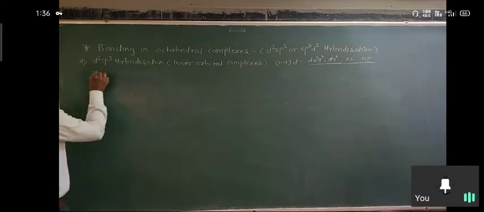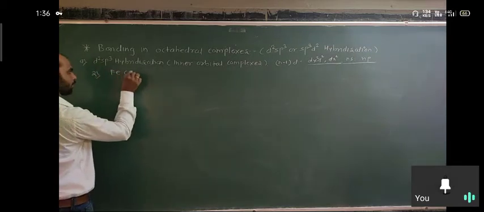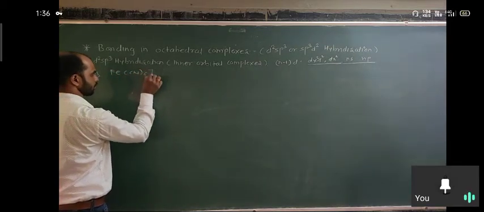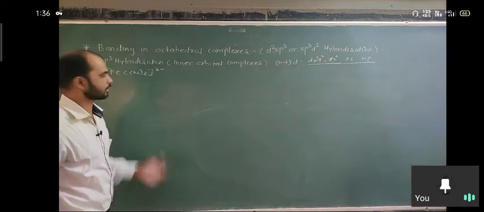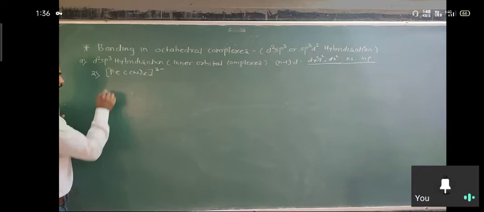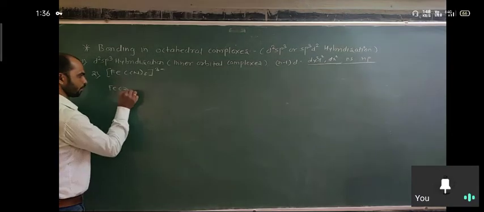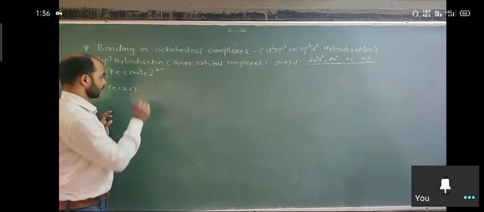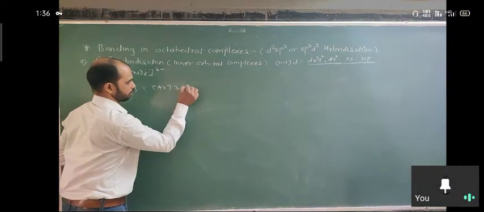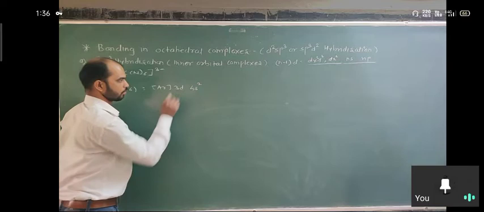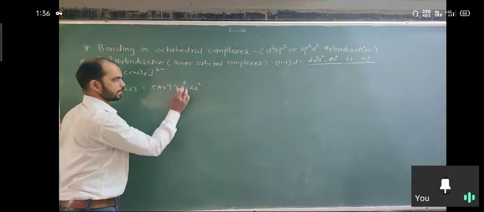So second is [Fe(CN)6]3-. First of all, write the electronic configuration of Fe, atomic number 26. Then it is [Ar] 3d6 4s2.